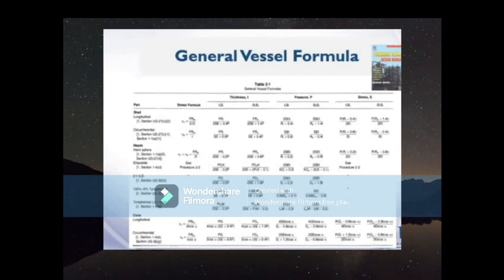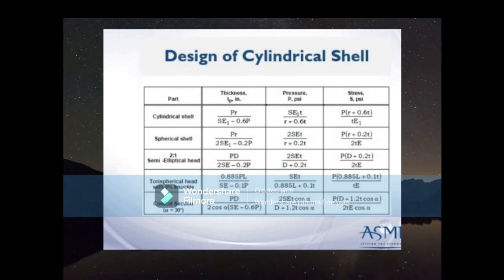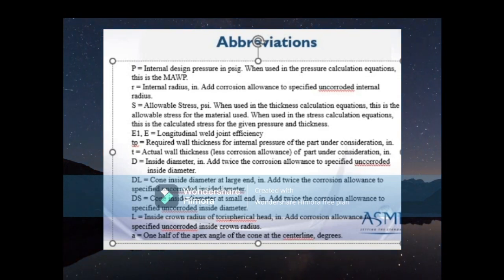General vessel formula. Pressure Vessel Design Manual textbook by Moss, page 16. The table summarizes the ASME code equations used to calculate the minimum required thickness for common pressure vessel components. Design of cylindrical shell, ASME code equations. The formula is used to design cylindrical shell, spherical shell, semi-elliptical head, torispherical head and conical section in terms of thickness, pressure, and stress.